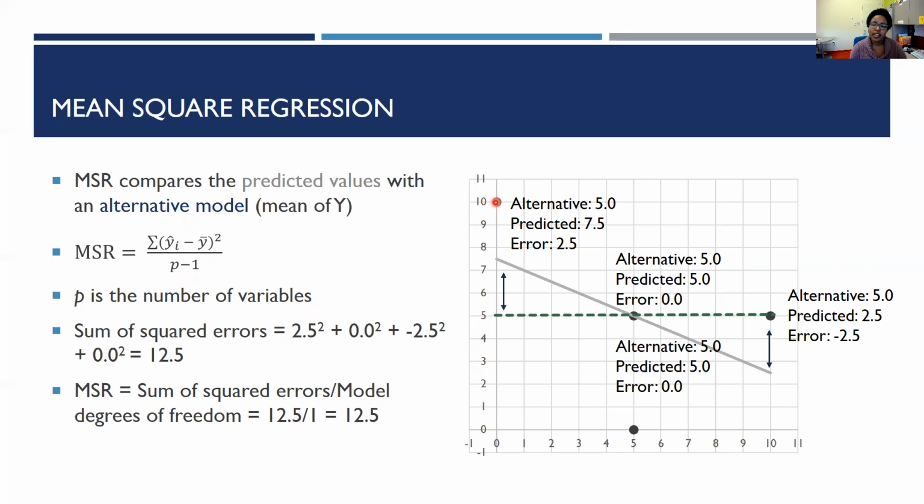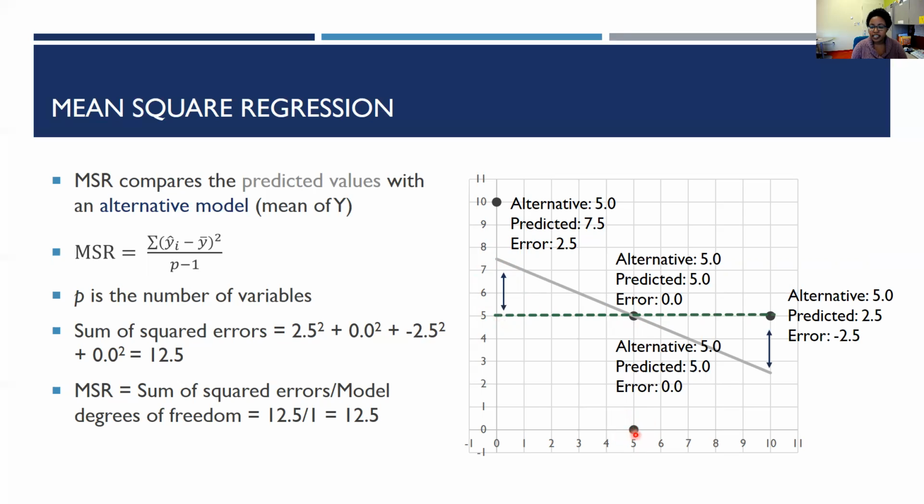So in this case, if we take person number 1 over here, they got a score of 10 on the quiz. Now, their actual score does not matter at all. What matters is what we predicted for them using our line, which was a 7.5, and what our alternative model is predicting for them. And so our alternative model is predicting a 5 for everyone. So we're going to calculate an error term from the predicted value and the alternative value. So for this person, it's going to be a 2.5. For this person, we predict that they got a 5, and the alternative model also predicts that they got a 5. So their error term is 0 here.